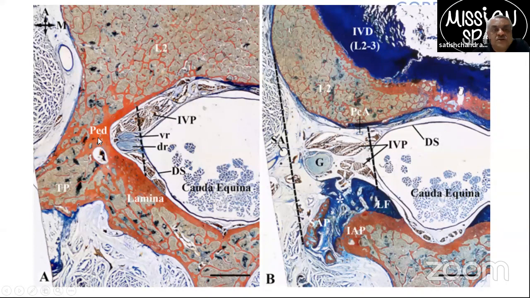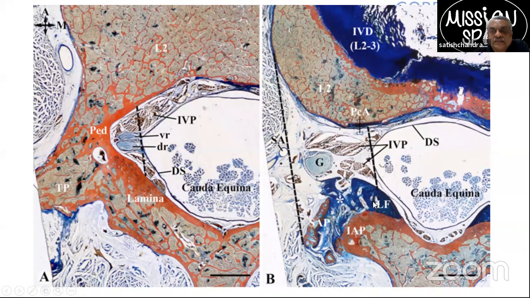So here you will see on the left side image, the pedicle of L2, and the image on the right is just below the pedicle. How do I know? Just below the pedicle in the right side image, you will see that G is the dorsal root ganglion. And this IVP is all the venous plexus, intervertebral or intraforaminal venous plexus. Then you will see this is cauda equina. You will see the ventral root and the dorsal root. And what you see here is the artery, the segmental artery.